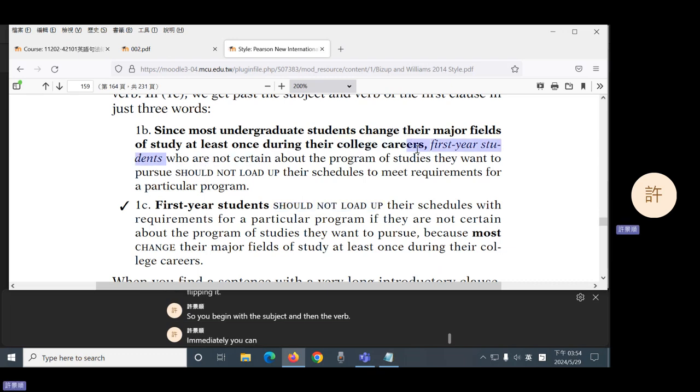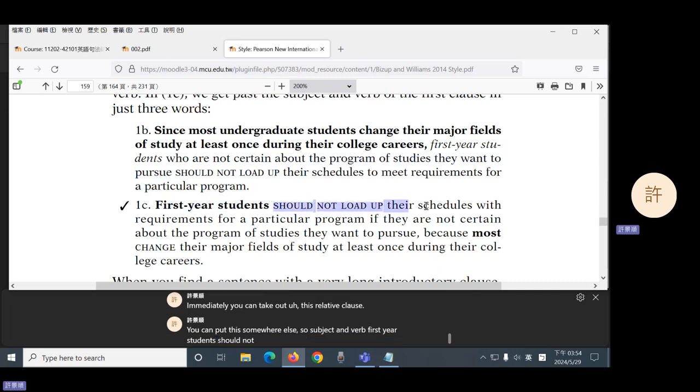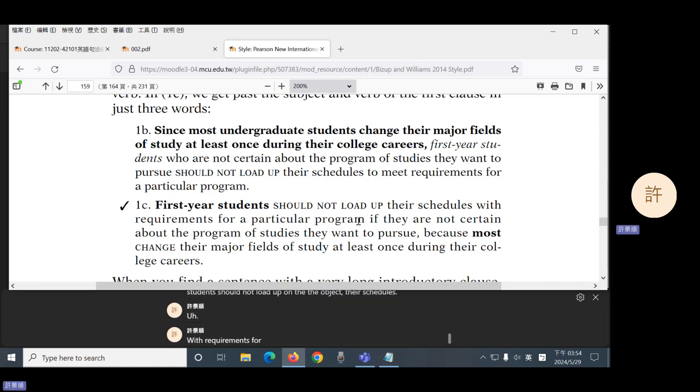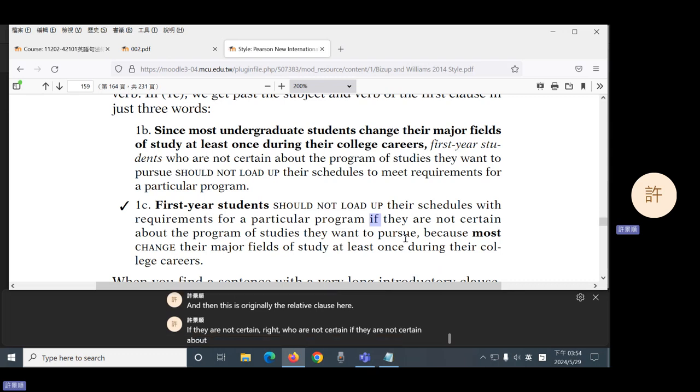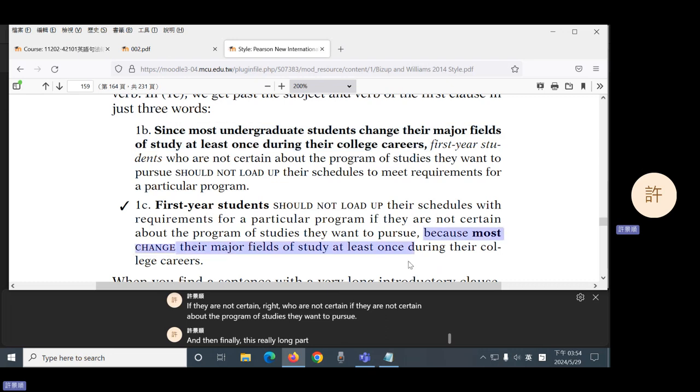You can take out this relative clause. You can put this somewhere else. So subject and verb, first year students should not load up, then the object, their schedules with requirements for a particular program. And then this is originally the relative clause here. If they are not certain, right? Who are not certain? If they are not certain about the program of studies they want to pursue. And then finally, this really long part comes at the very end.